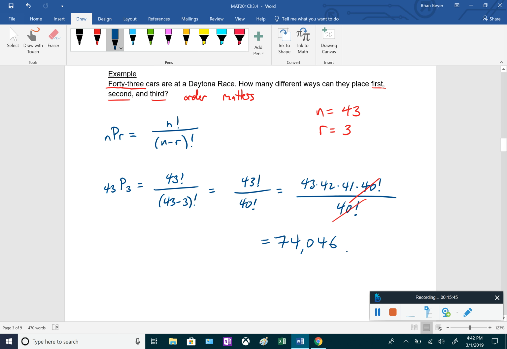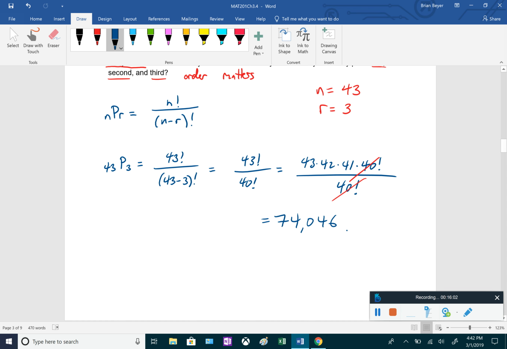If you have 43 cars at a race and you're trying to figure out how many ways possible can they come in first, second, and third place, your initial guess might not be this big, but that's actually the answer. There's 74,046 different possibilities for coming in first, second, and third place.